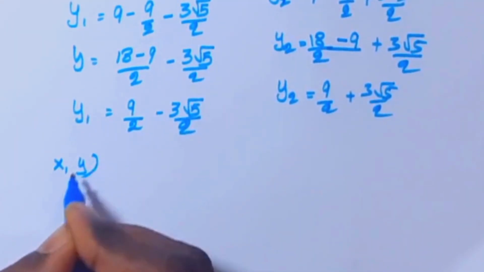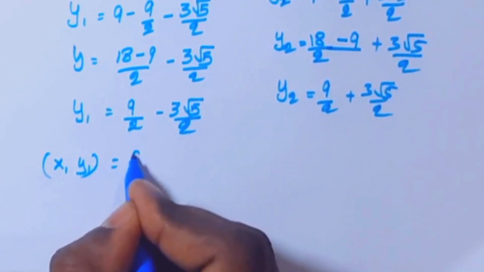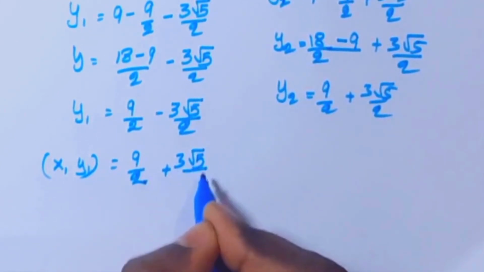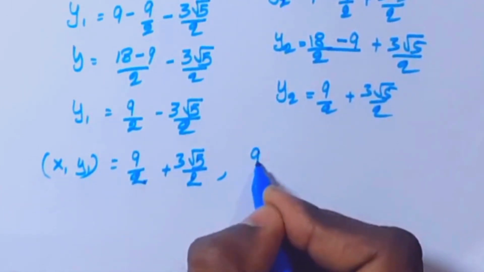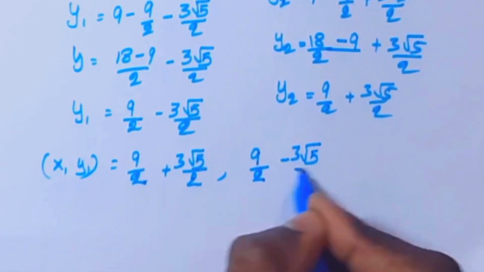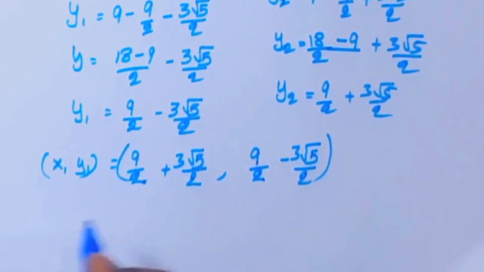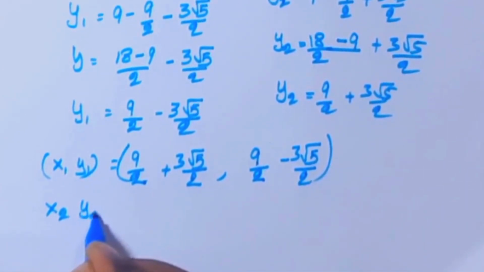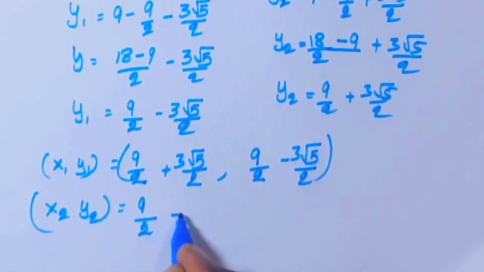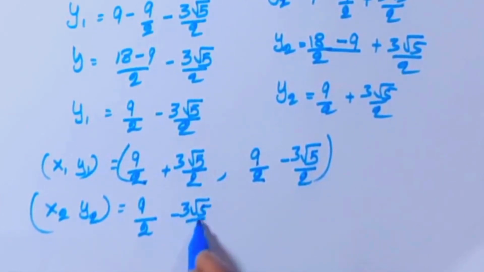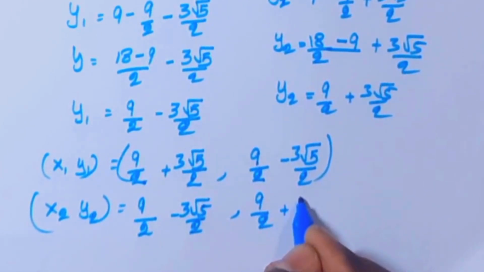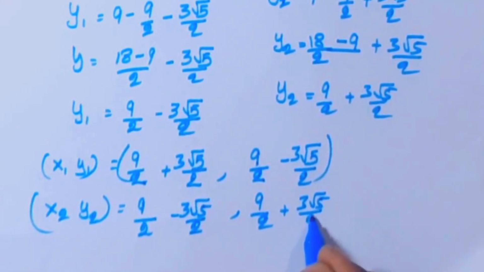x1, y1 equal to 9 by 2 plus 3 square root of 5 by 2 comma 9 by 2 minus 3 square root of 5 by 2. x2, y2 equal to 9 by 2 minus 3 square root of 5 by 2 comma 9 by 2 plus 3 square root of 5 by 2.